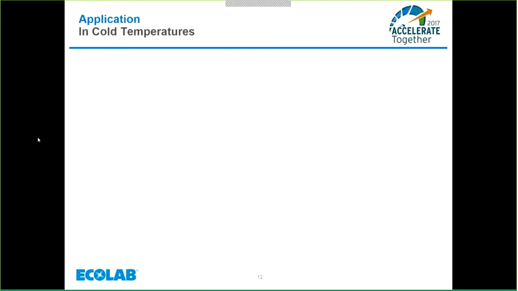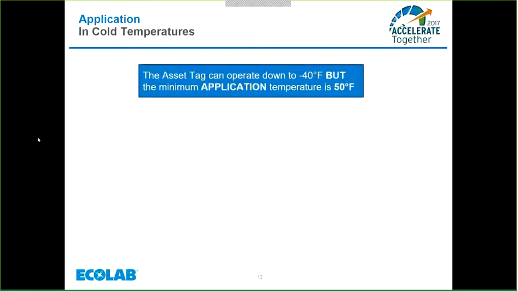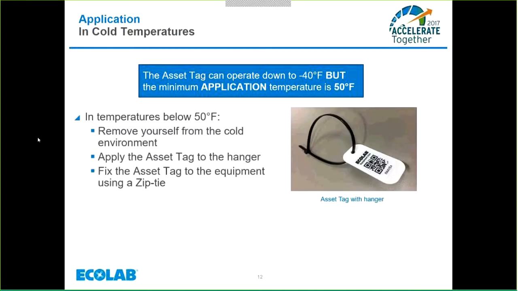Application of asset tags in cold temperatures. The asset tag can operate down to -40 degrees Fahrenheit, but the minimum application temperature is 50 degrees Fahrenheit. In temperatures below 50 degrees Fahrenheit, remove yourself from the cold environment, apply the asset tag to the hanger, and fix the asset tag to the equipment using a zip tie. Let's watch a video of this taking place.